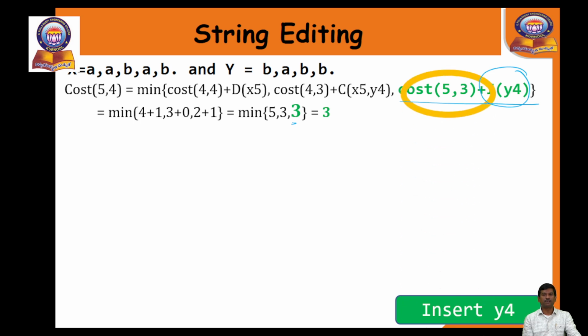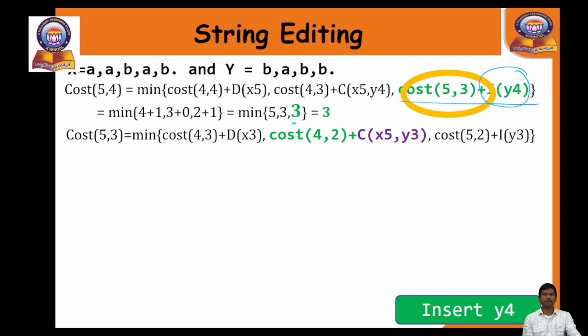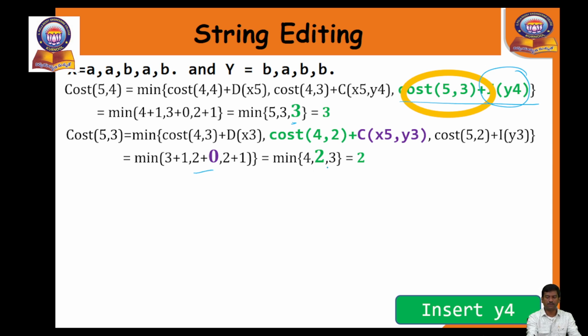So look into the cost of 5 comma 3. How did we compute cost of 5 comma 3? With a statement like a minimum of cost of 4 comma 3 plus d of x3 and so on. And out of which, what is the minimum? The minimum is equal to 2. And which particular part has resulted in this? That is cost of 4 comma 2 plus change of x5 to y3.